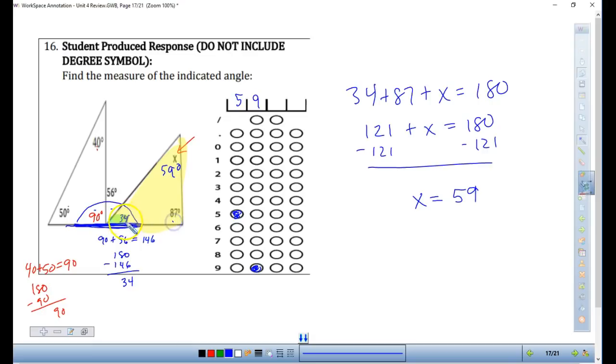59 plus 87 plus 34 need to equal 180. You can make sure you're right that way. And then anything that forms a straight line has to add up to 180 also.